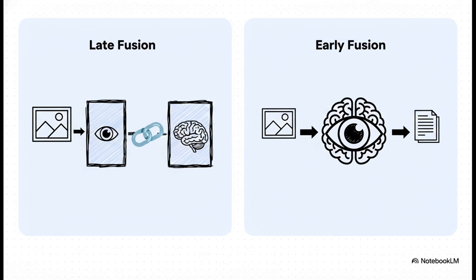Qwen 3.5 uses early fusion. It was trained on images and text together, right from day one. So it's not translating. It genuinely sees and reads at the same time. It's the difference between being told what's in a picture and actually seeing it for yourself. It leads to a much, much deeper understanding.